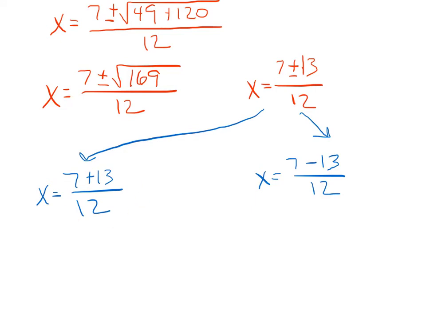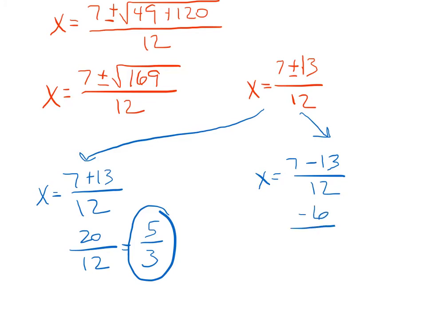With this one over here, the numerator, 7 plus 13, is 20. And 20 divided by 12 is 5 over 3. So that is going to be one of my answers. With the one on the right, 7 minus 13 is negative 6 over 12. And negative 6 divided by 12 is negative 1/2.